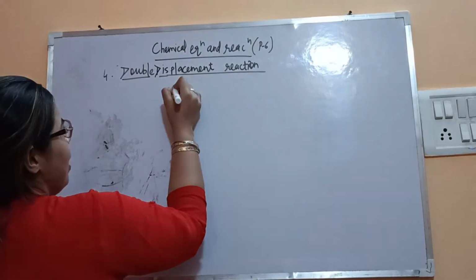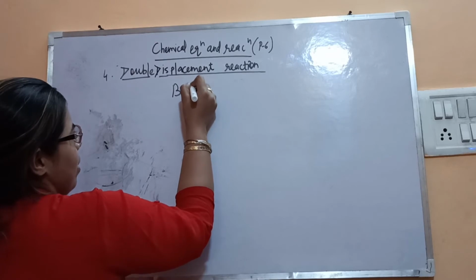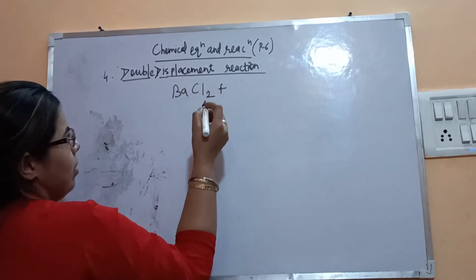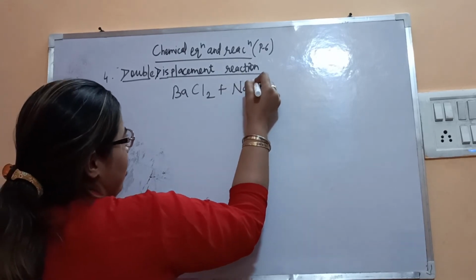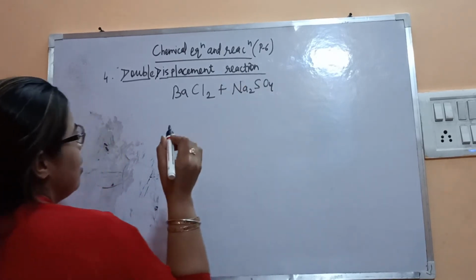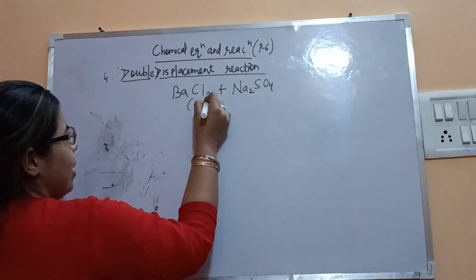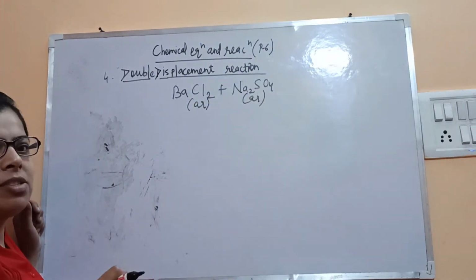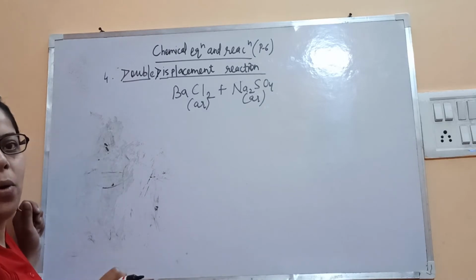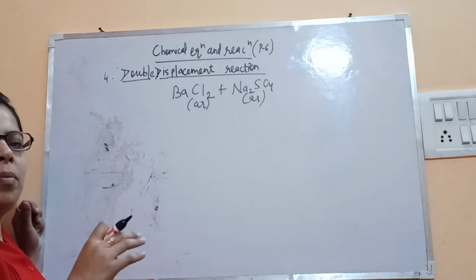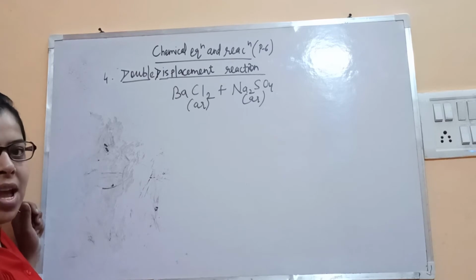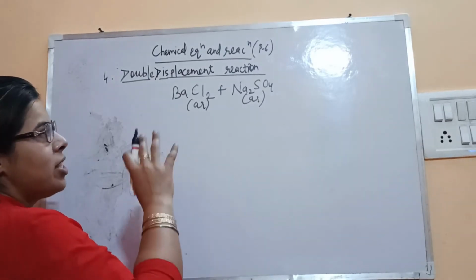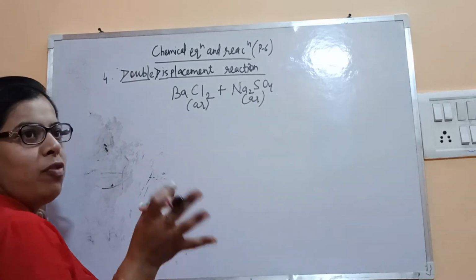For example, if I take barium chloride with sodium sulfate, here we are supposed to take their aqueous solutions. A double displacement reaction always takes place with the aqueous solutions of the compounds, because in aqueous solution they are able to split into ions, so that's why aqueous solutions are required. In aqueous solution, they'll just exchange their ions and form the compounds.